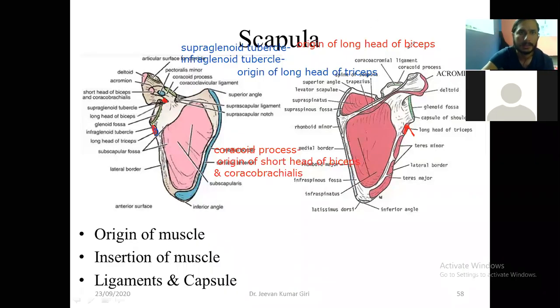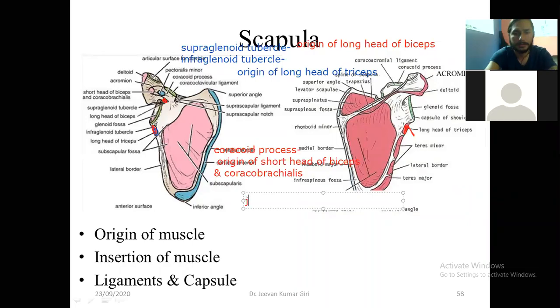Just remember this. Now other ligaments, see in the coracoid process there is the attachment of the coracoclavicular ligament. So there is the coracoclavicular ligament, two parts, conoid part and the trapezoid part was there, isn't it? So on the coracoid process, attachment of the coracoclavicular ligament. Just you remember this thing. So ligament and capsule, just you can give the name only.